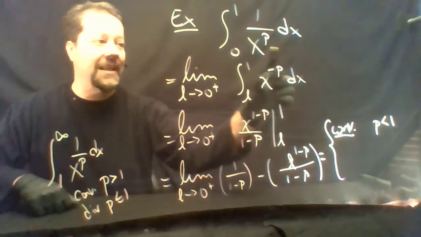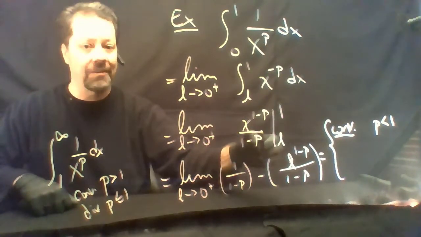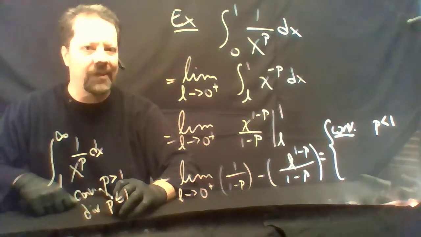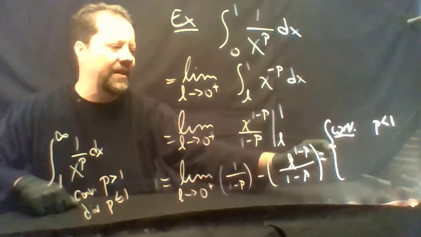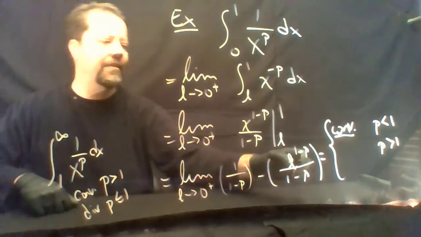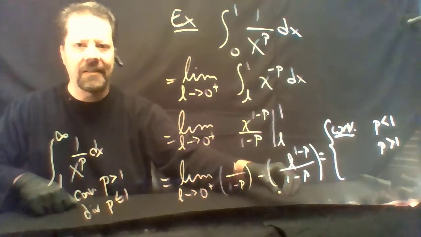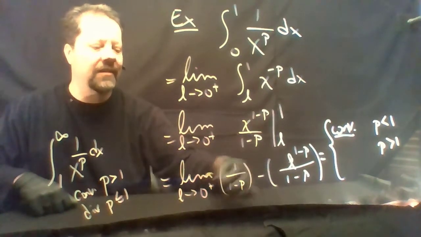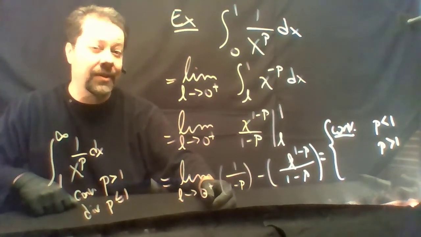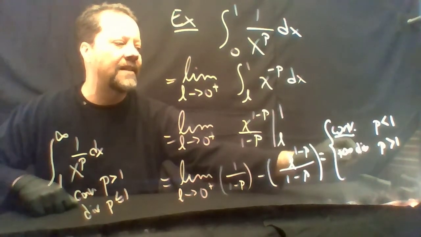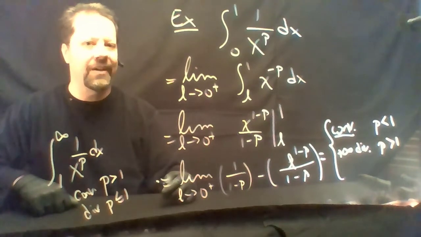What happens if p equals 1? Well, that's not handled by this case. We'll have to do the p equals 1 case separately. If p is greater than 1, however, we get a negative. That shifts the L to the power of 1 minus p down to the denominator, and as that denominator goes to 0, the whole thing blows up to plus infinity and diverges if p is greater than 1.